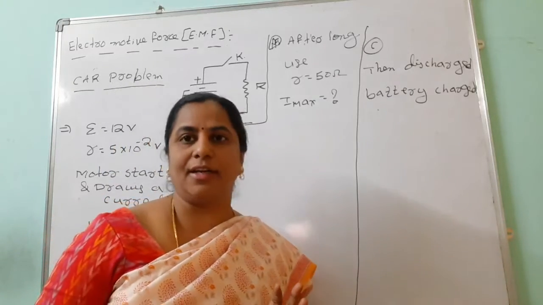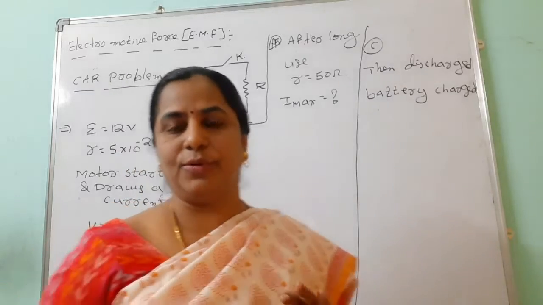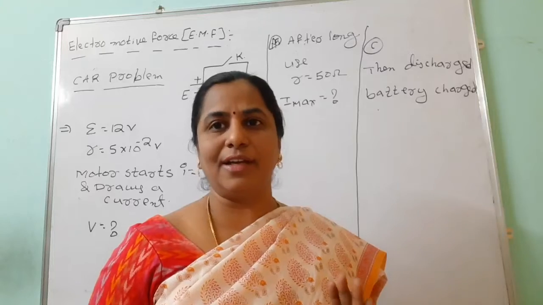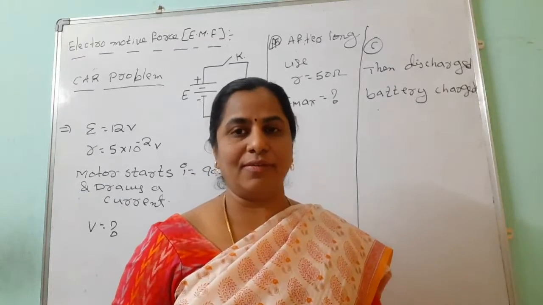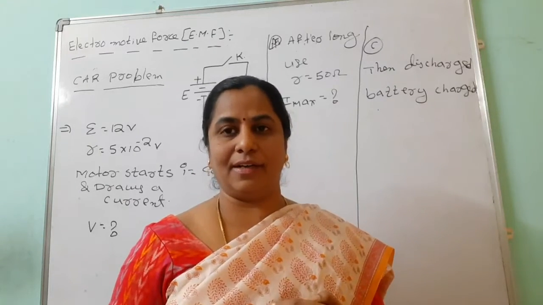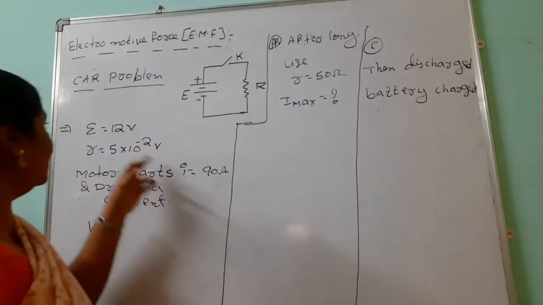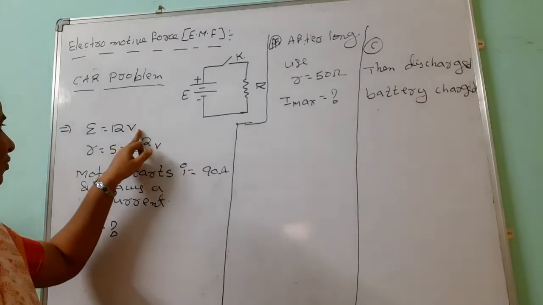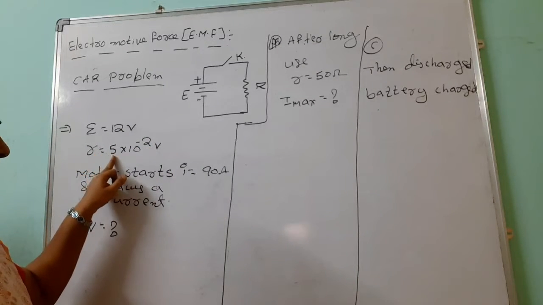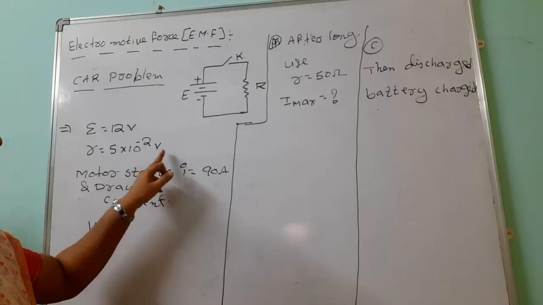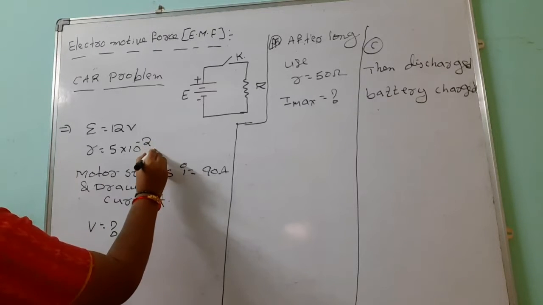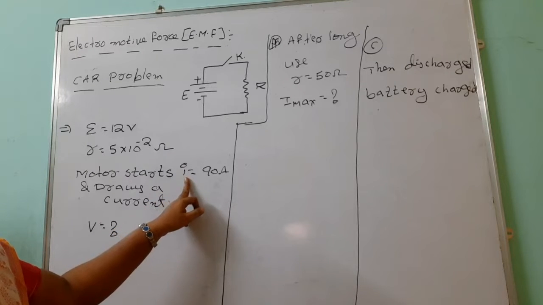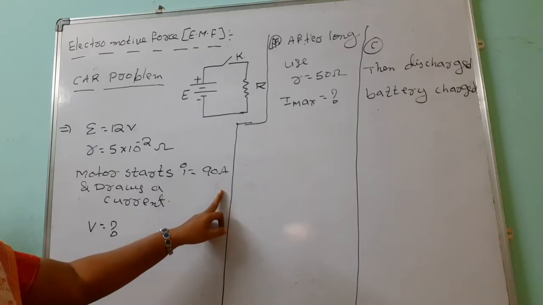Suppose we want to drive a car on a long run. What happens to the battery in the car? First of all, when the car starts, the motor will run. The car battery has 12 volts and an internal resistance of 5 into 10 to the power of minus 2 ohms. When the motor starts, it draws a current I equals 90 amperes.